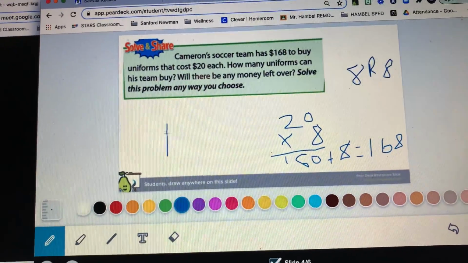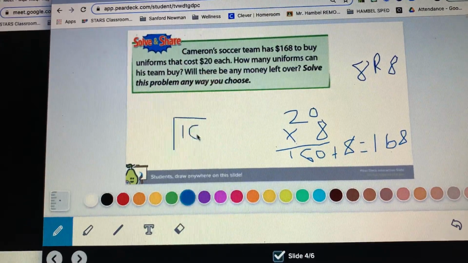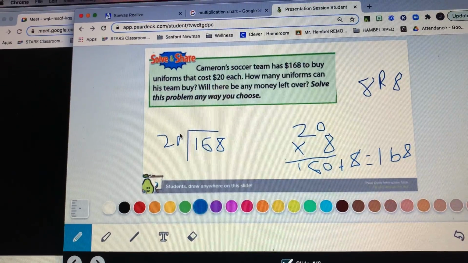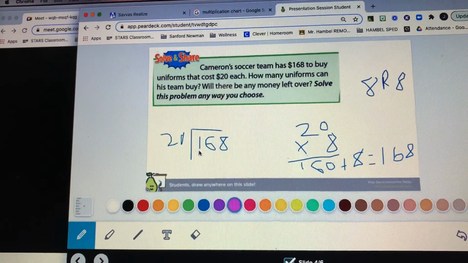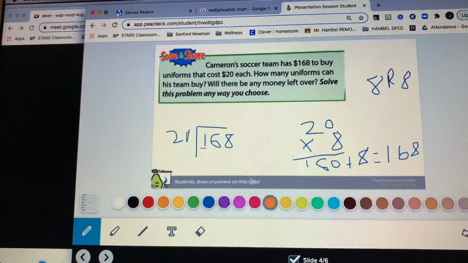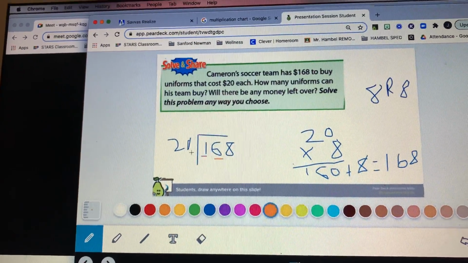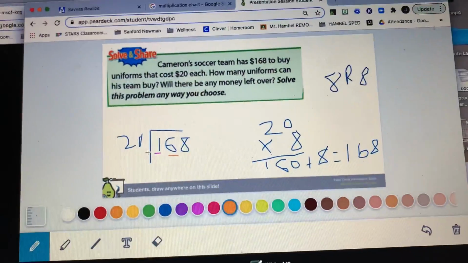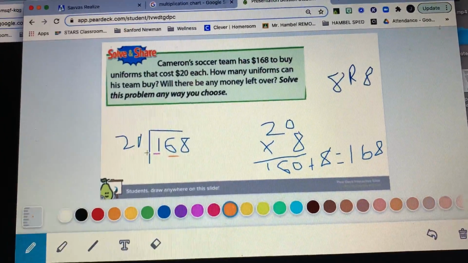Remember, the best thing to do when you line it up, you go step 1, 2: 1 divided by 20, 16 divided by 20, 168 divided by 20. And that goes for any multiplication division problem.